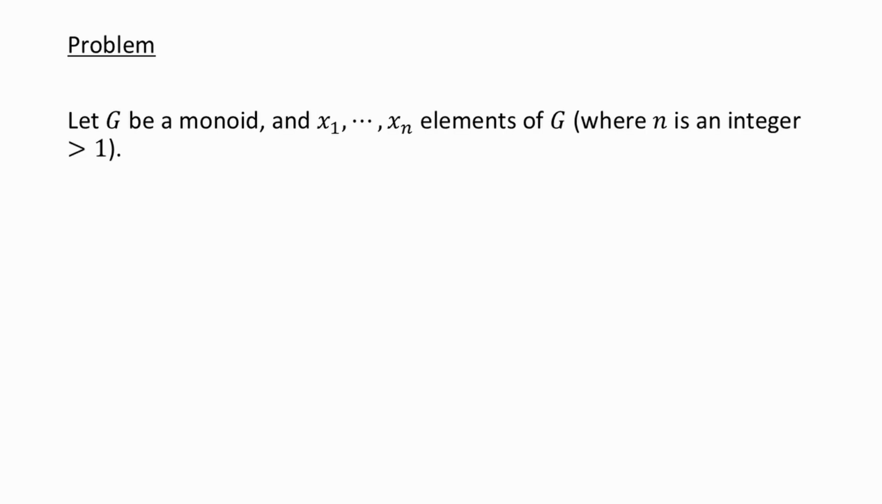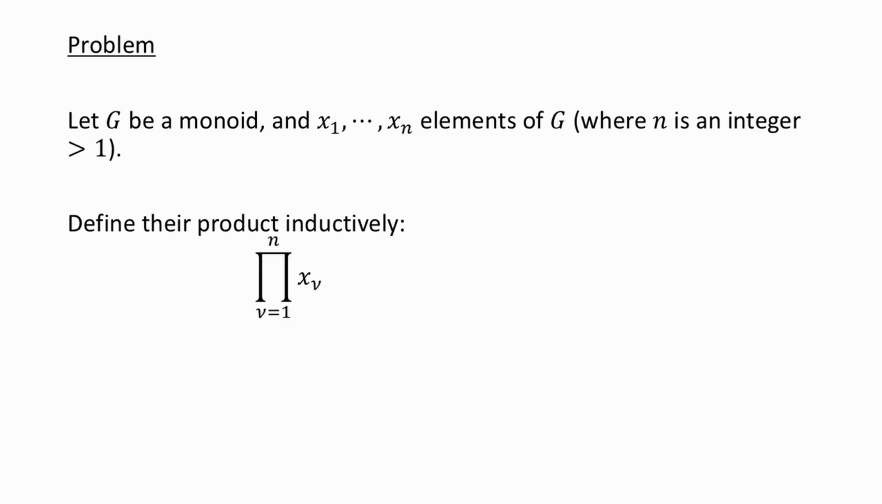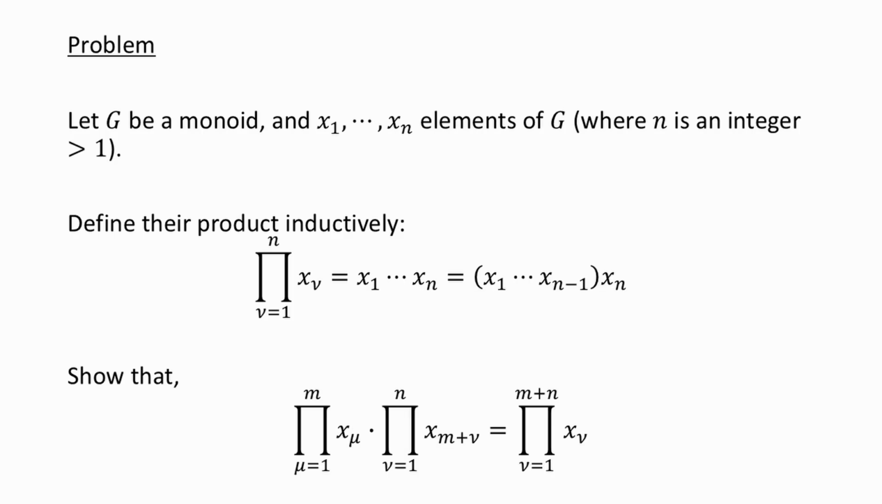Problem: let G be a monoid and x1 to xn are elements of G, where n is an integer larger than 1. Define the product of these elements inductively in the following way. Some symbols equals to some other symbols equals to yet another bunch of symbols. Show that the following equation is true.